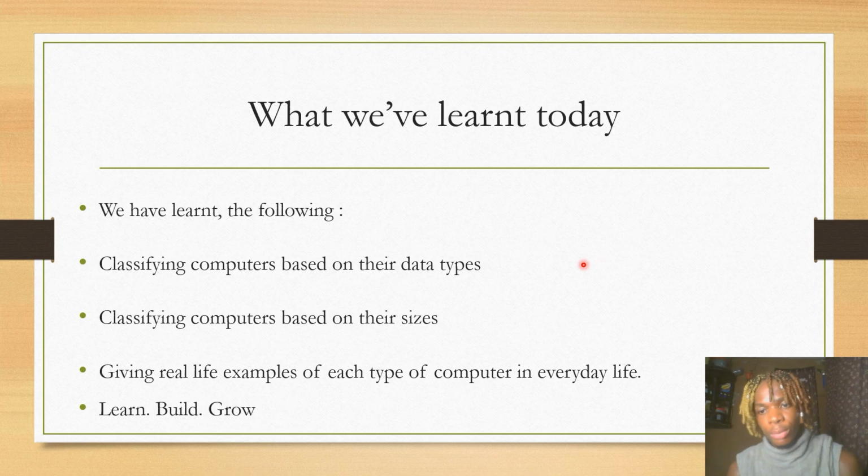So what have we learned today? In this class we've learned classifying of computers based on their data types, and based on the data type, the computer is classified into three. That's the analog, digital, and the hybrid. Based on their sizes, it is into four: supercomputer, mainframe computer, minicomputer, and microcomputer. The biggest is the supercomputer, and the smallest is the microcomputer. We have seen examples of these types of computers.